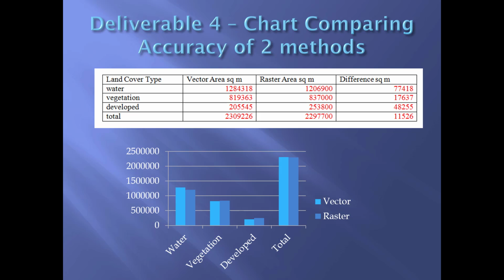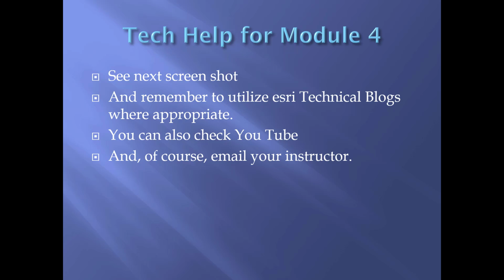So in the table, there are square meter values for vector and raster, and then there's the difference of the two methods. And then in the bar graph, you can see that there's a comparison of the water, vegetation, and developed, and then the total is compared at the end. So how you do that is up to you. And that's it for the deliverables.